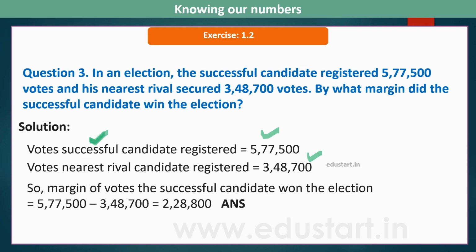So this should be the difference of these two vote numbers. So 5,77,500 minus 3,48,700, which is equal to 2,28,800. So by this margin, by 2,28,800, the successful candidate won.